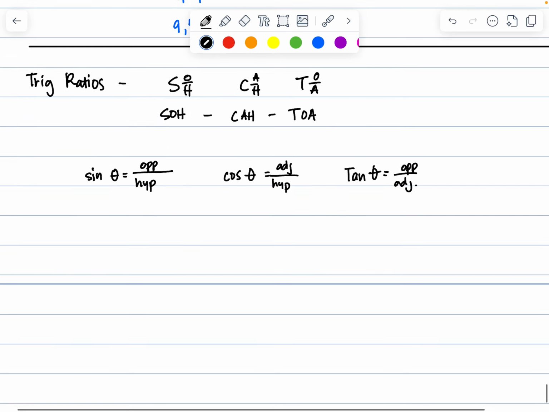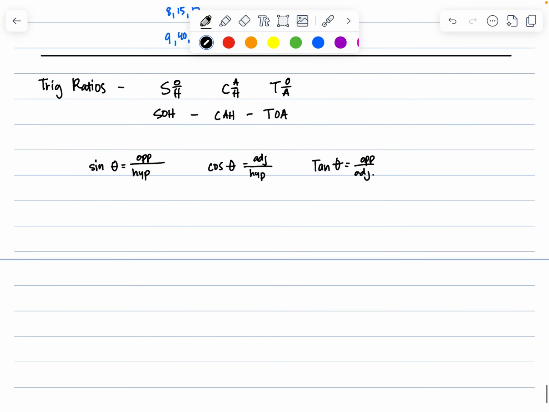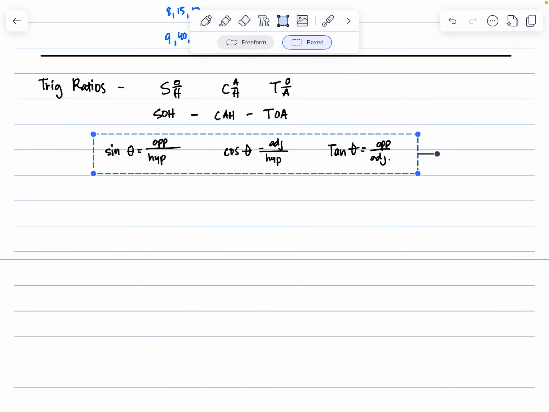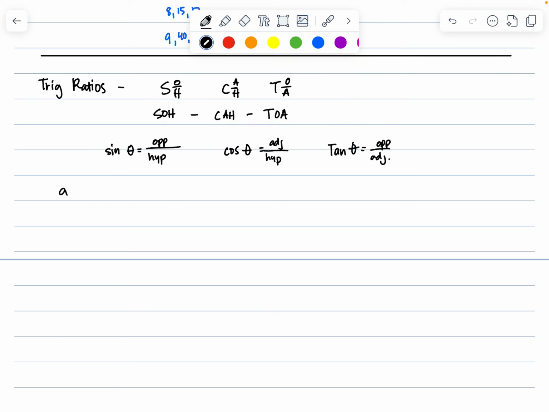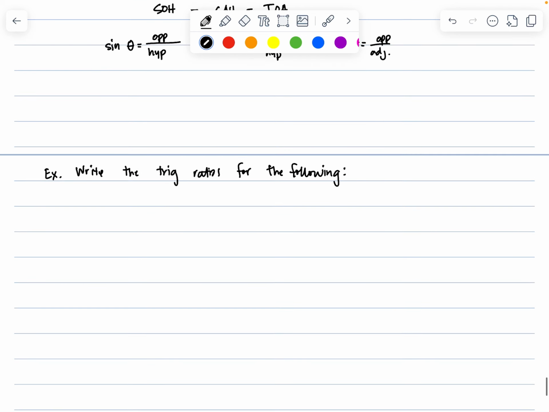Okay? And when you're given a triangle, I'm going to do a quick example. Write the trig ratios. Let's just do it on the one below, next page. So example, write the trig ratios for the following. Okay, and I'm going to draw a triangle. I'm going to call this the right angle here. We're going to put C here. I'm going to put capital A and capital B.